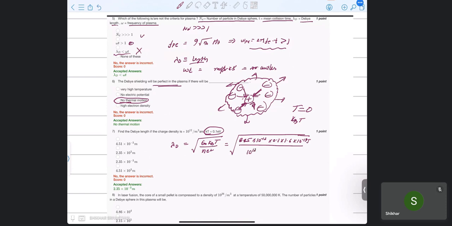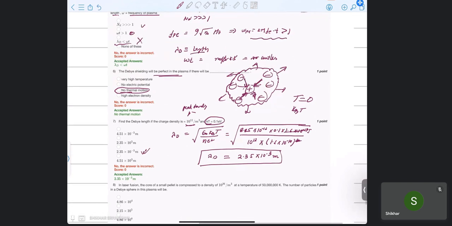This is basically the peak density in the ionosphere, which is 10 to the power 12. So for that region they are asking to calculate the Debye length. When you calculate this, finally what you'll get is 2.35 into 10 to the power minus 3 meter. So the Debye length is very, very small. It's around 2.35 into 10 to the power minus 3. This is the right answer.